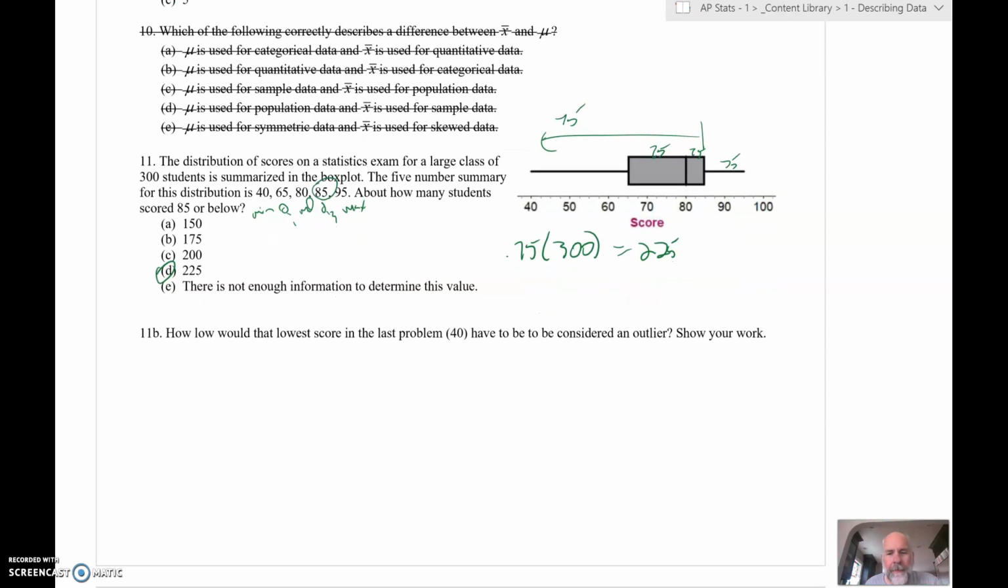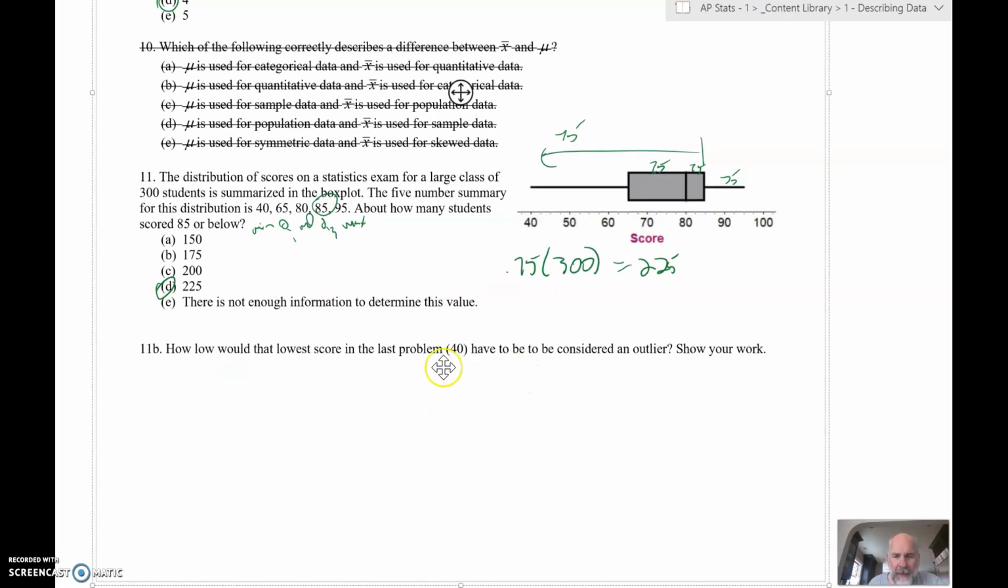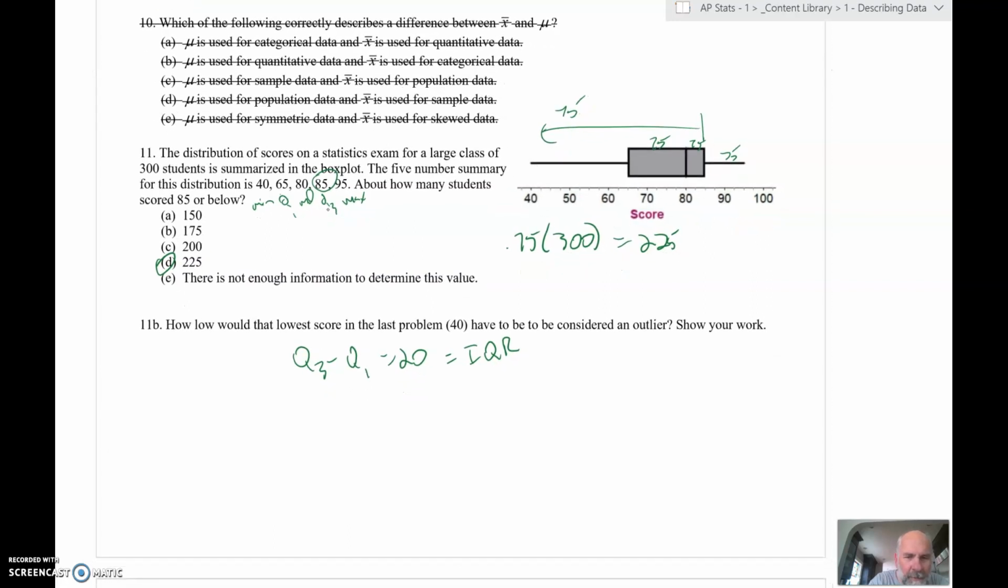Boom. How low would the lowest score in the last problem have to be considered an outlier? I put an extra outlier in, but just in case. So Q3 minus Q1 is 20. That's the IQR. They gave us Q1 and Q3 with a 5-number summary. And so the low end would be Q1 minus 1.5 times the IQR, which is 35.